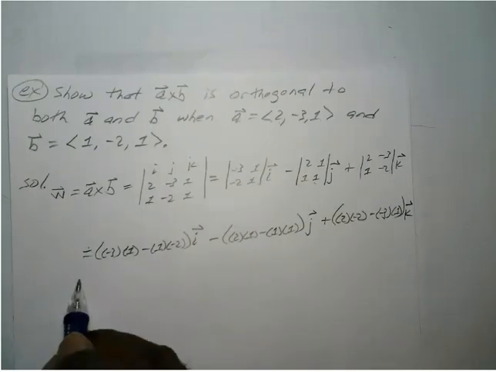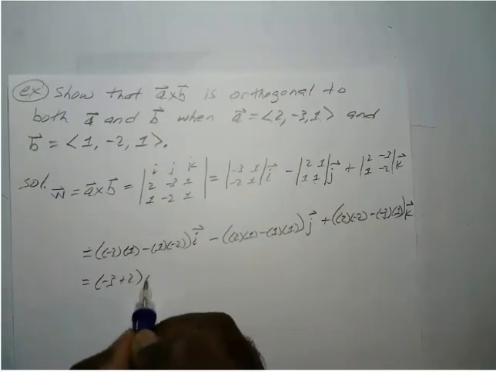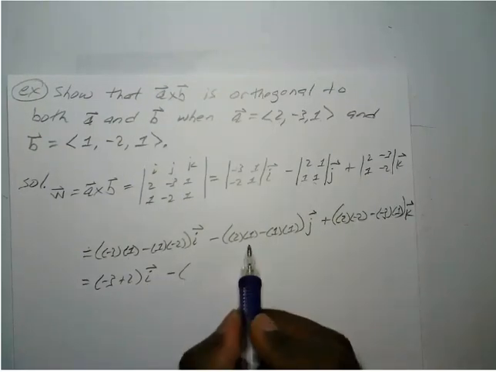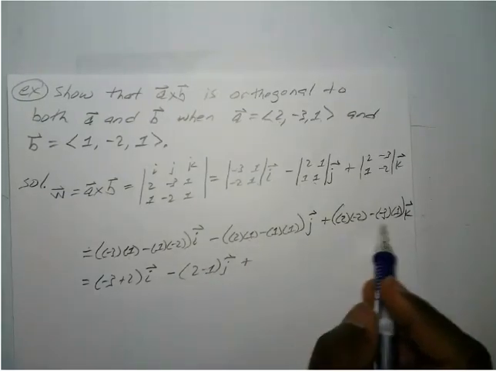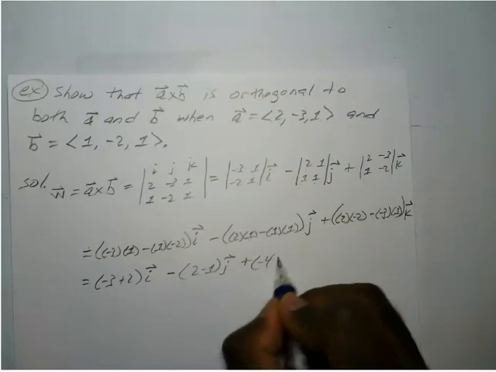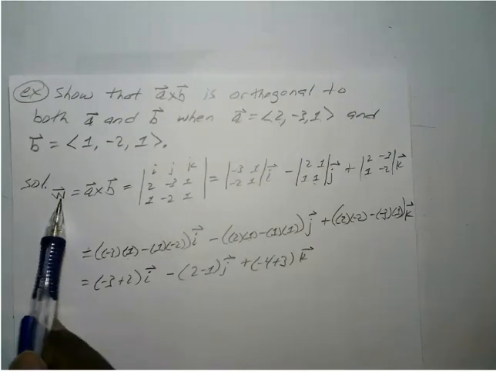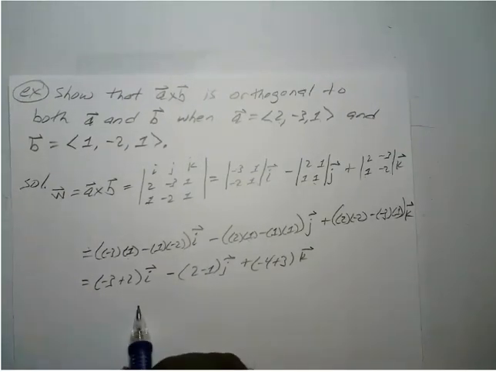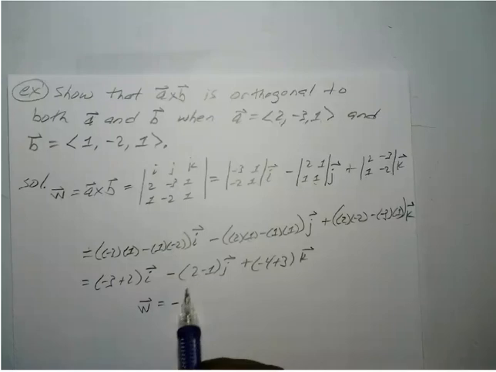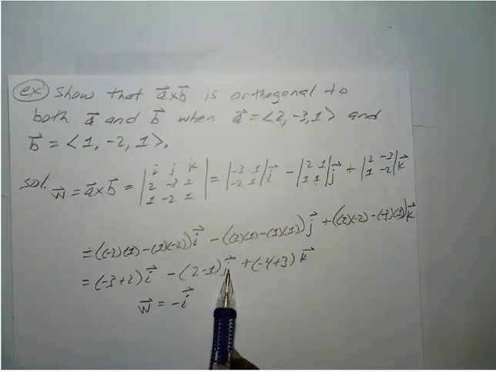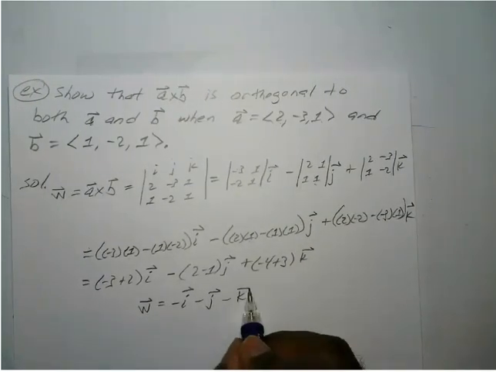All right, so we go ahead and simplify that. We have negative 3 plus 2 times the i vector, minus 2 minus 1 times the j vector, plus negative 4 plus 3 times the k vector. Okay, so our cross product, which we'll just call W, our W vector is equal to negative 1i, so that's negative i vector, negative 1 times our j vector, so negative j vector, and negative 1 times k, so negative k vector.